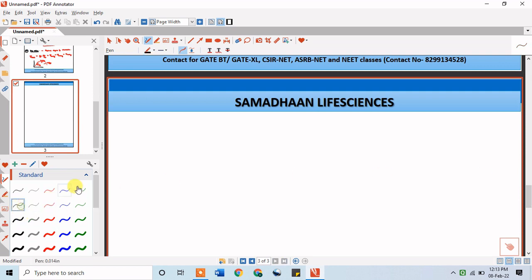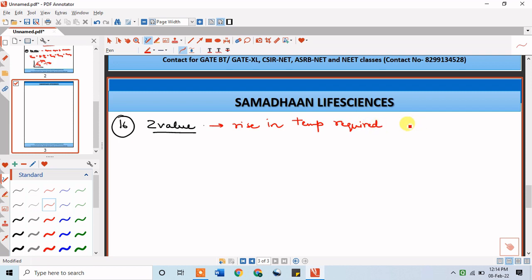Now let us talk about the concept number 16. What is this concept? It is actually your Z value. What is this Z value? So it is actually the rise in temperature required to reduce D to 1/10 of its previous value.